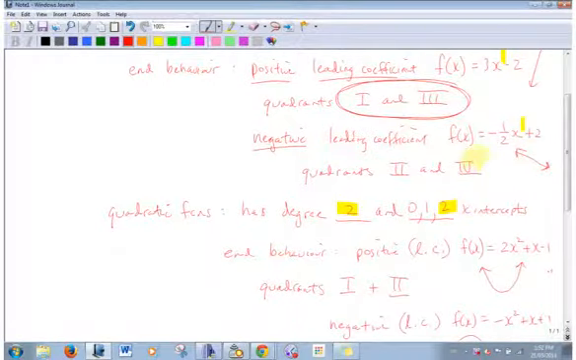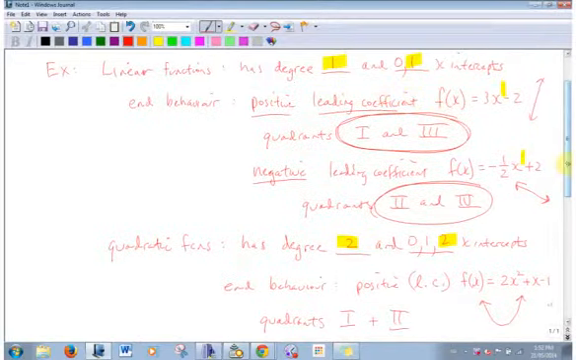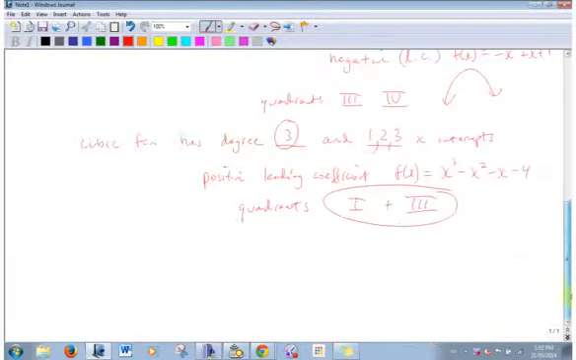If it's negative, what quadrants did it go in? For a line, a degree of 1 went in quadrants 2 and 4. So a cubic, an odd degree, 3, goes in what quadrants? It's consistent. That's 1 and 3. Negative will go in quadrants 2 and 4.